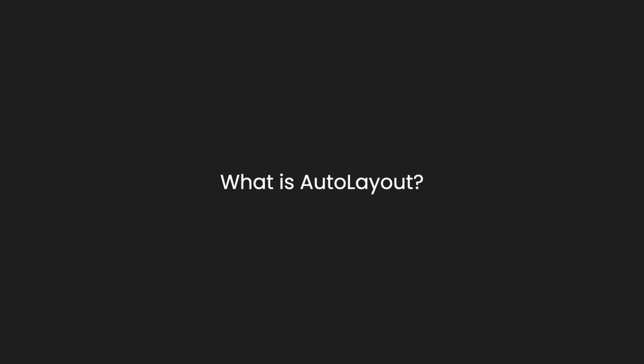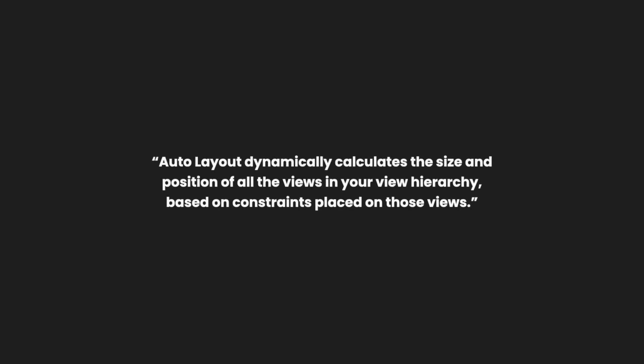When we look at Apple's documentation, they say auto layout dynamically calculates the size and position of all the views in your view hierarchy based on constraints placed on those views. So Apple developer says this about auto layout. And the best way to think about auto layout is that it's something you use to place elements on the screen.